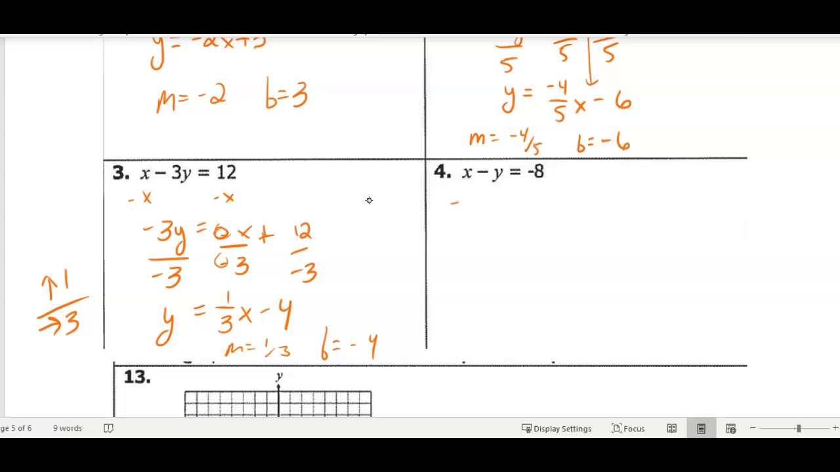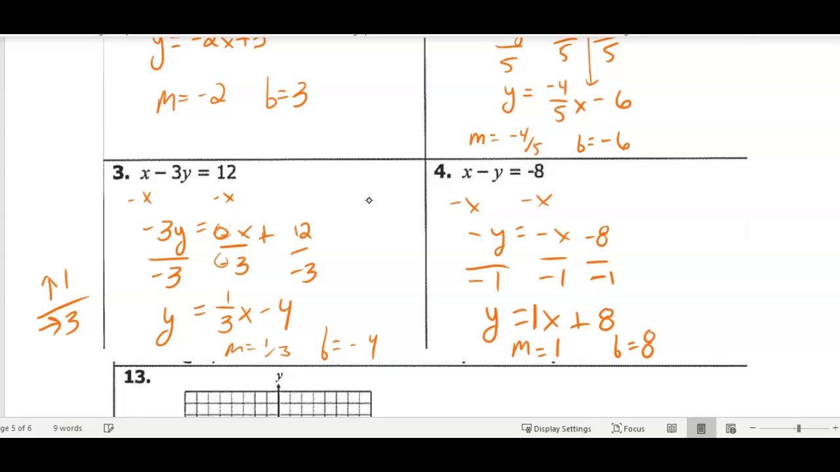Over here, subtract x. Negative y equals negative x minus 8. Again, we got a bunch of negatives. So this time when I divide, I'm dividing by a negative, which is negative 1. All this does is flip everything. That leaves me with y equals x plus 8. So what is my slope? My slope is 1. And my intercept is a snowman.